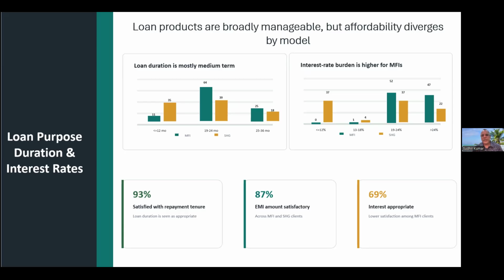Interest rate is very visible. MFIs have a higher interest burden than SHGs, which is very clearly mentioned here. We have asked clients this question, and they're generally okay and satisfied with the repayment tenure. 87% have said that they are okay with the EMI to be repaid, and 69% said the interest is appropriate. Largely, people have raised questions that MFI interest is higher, but more or less the satisfaction level is quite high in terms of tenures, EMIs, and interest rate. Generally fine.